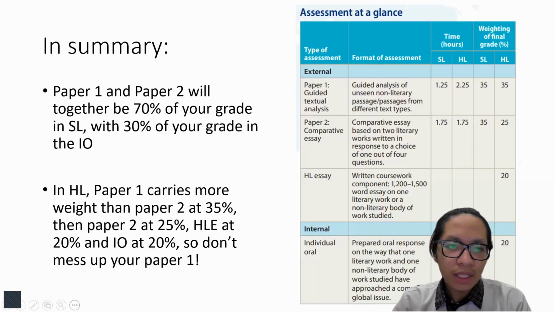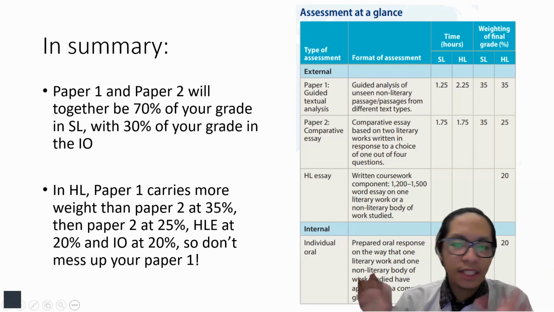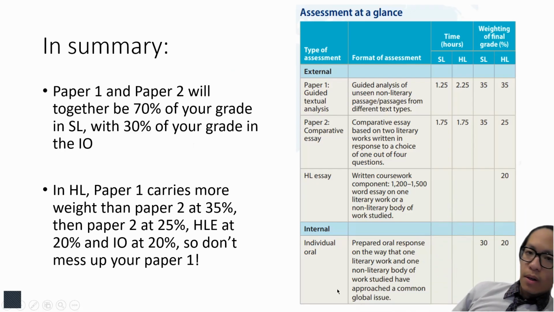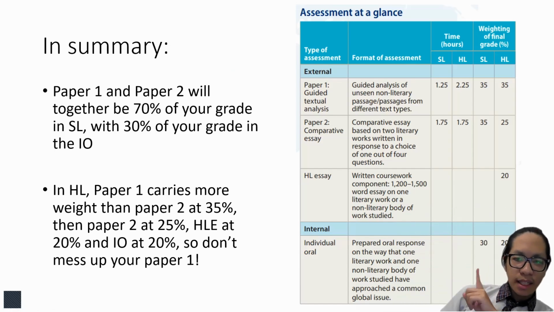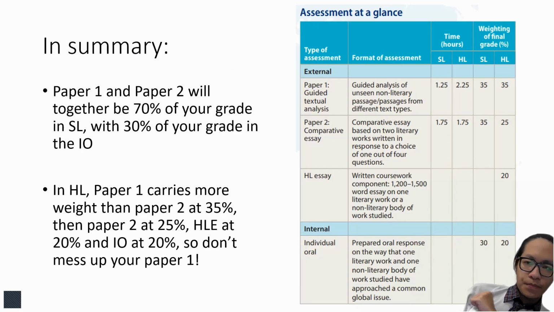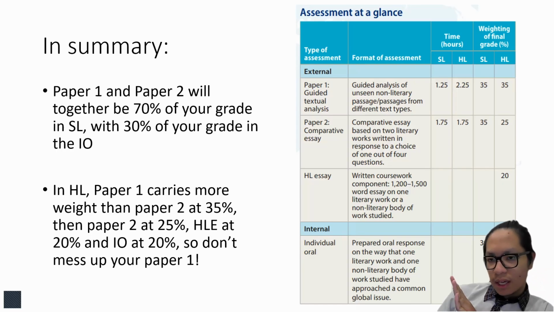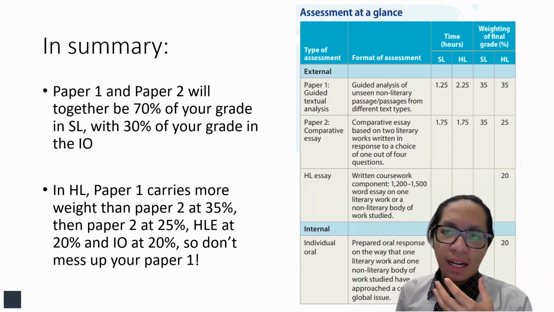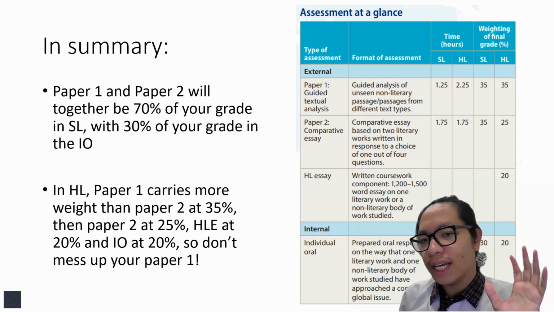So this is the IB grading. It really depends on if you take SL or HL, but if you're just going to look at the boundaries here, SL and HL have similar weighting for the paper one. Paper two is more strongly weighted in SL because HL has to deal with an extra work called the HL essay.